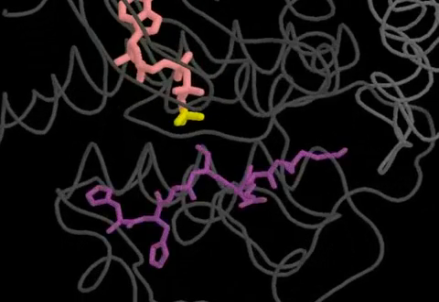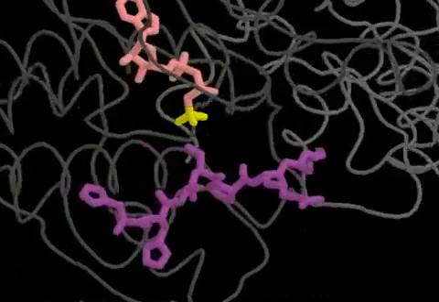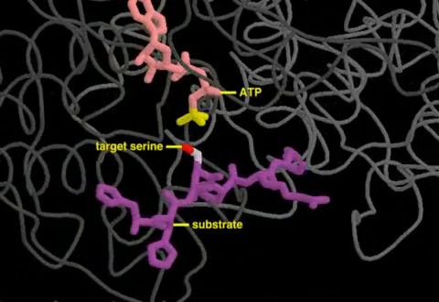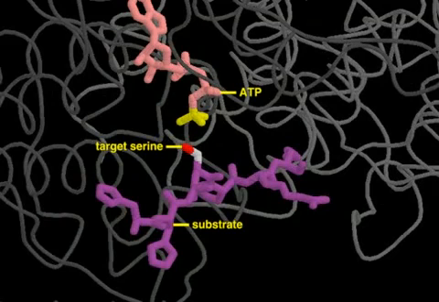Target peptides bind to the active site of the cyclin-CDK complex so that the target serine or threonine side chains are precisely positioned with respect to the gamma phosphate of the bound ATP.